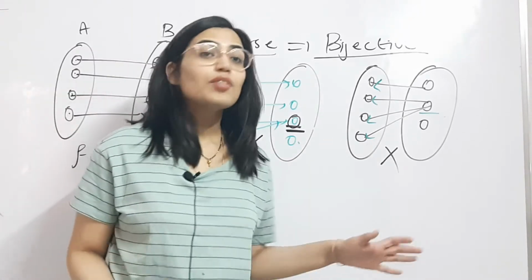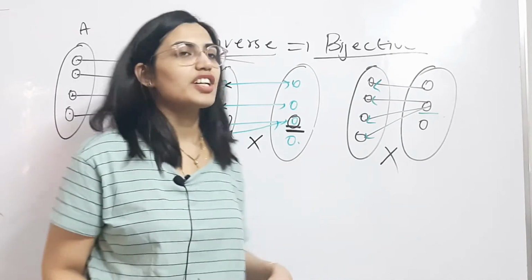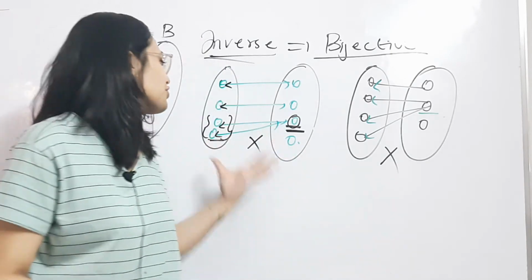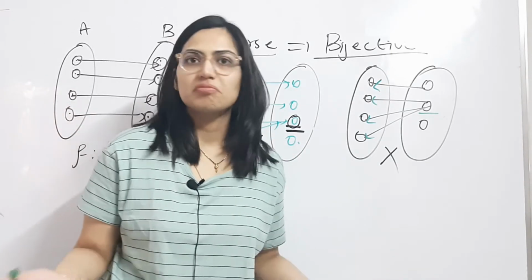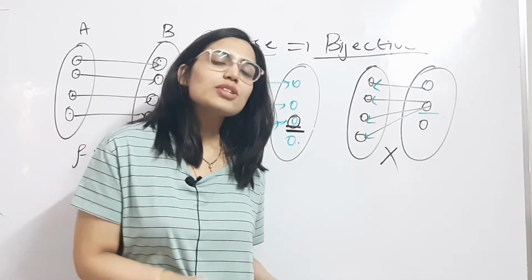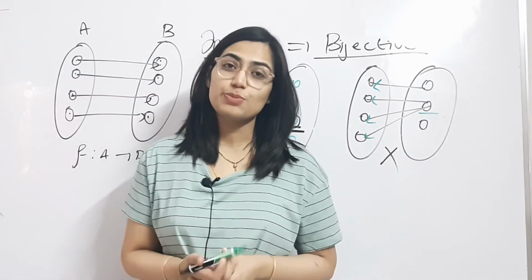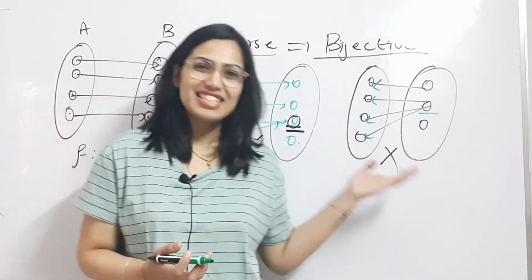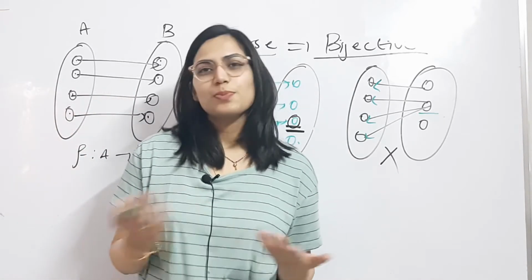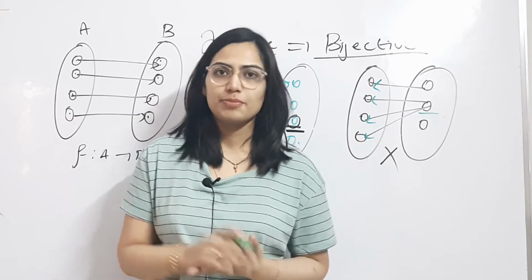Now, this is how you can prove that an inverse function should be bijective. Here I have shown you very simply using two diagrams, but you also have a mathematical proof to show whether an inverse function is bijective or not. It's similar to this, but they just put it in terms of f of x and f of b.